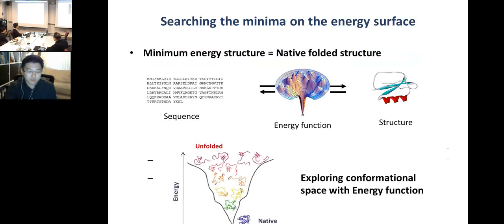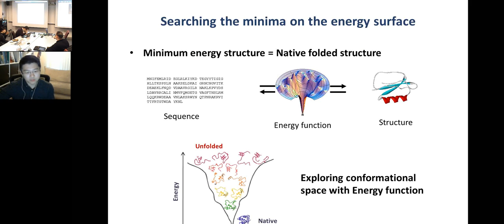So the folded protein structure corresponds to the global minima on the energy surface. So in principle, protein structure prediction is a task of searching for the global minima on the potential energy surface. So the energy function is used for the mapping between sequence space and structure space. And so the quality of the prediction results critically depends on the energy function as well as the sampling, or searching, method. So in this research, I tried to improve the accuracy of the energy function by exploiting the information embedded in known protein structures.